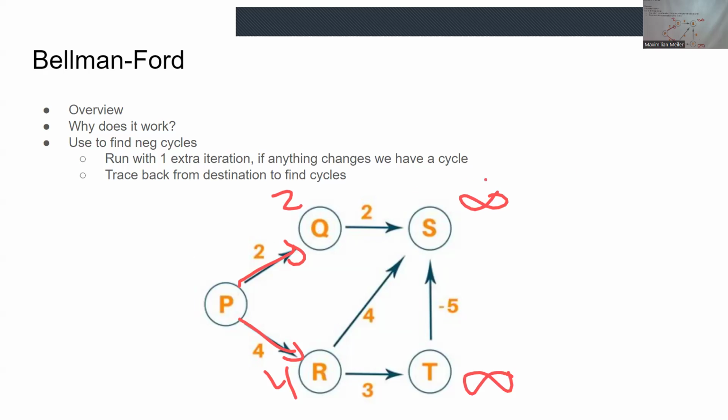And then here, this would be the second iteration. This would become four, this would become seven, and this would become not less than four. So this is all shortest paths of length two or lower.